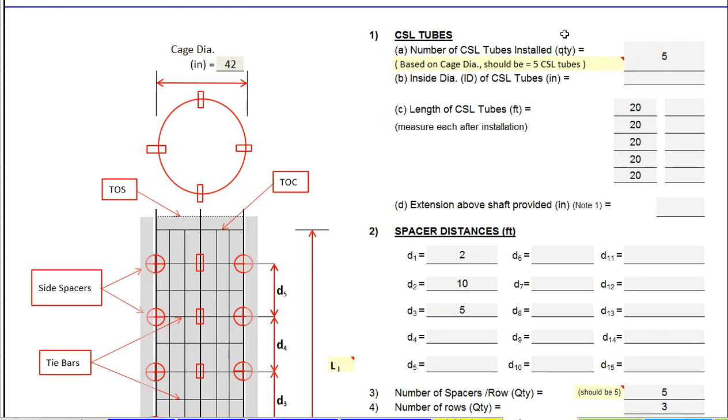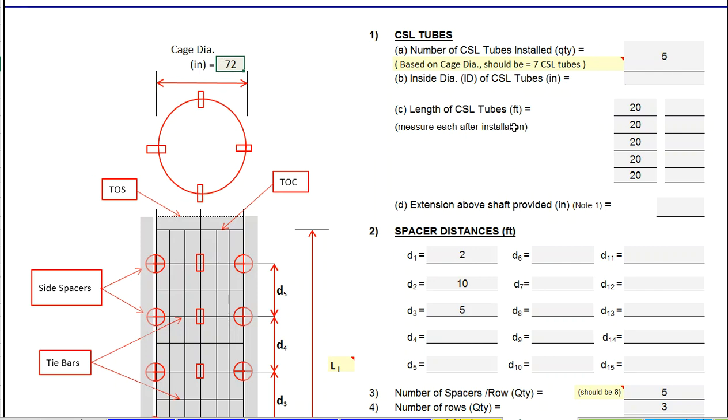Now, you will input the cage diameter. Again, remember, gray is for input. Based on this cage, the computer will give you a suggestion. By the way, don't forget to check these hints. Based on this diameter, the computer will estimate that you should be having 5 CSL tubes. Keep in mind, for example, if I input 72 inches, this is a big shaft, so it's going to change that. You see that?